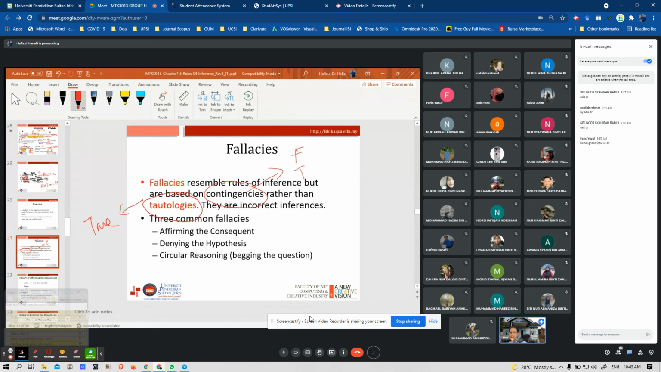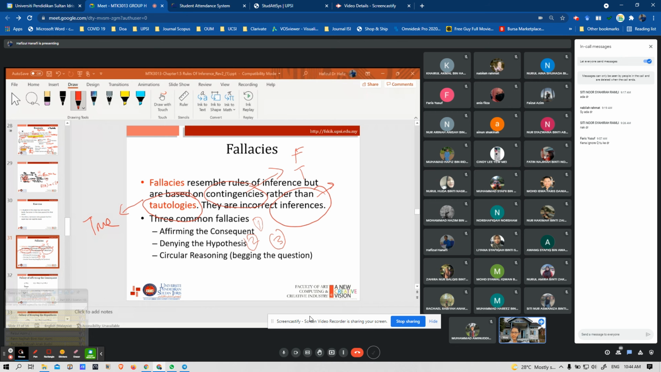There are incorrect inferences. Okay, we can question what the inferences are for. And then there are three common fallacies that can occur. First one, affirming the consequent. Secondly, denying the hypothesis, and thirdly, circular reasoning. Later we will discuss this one.